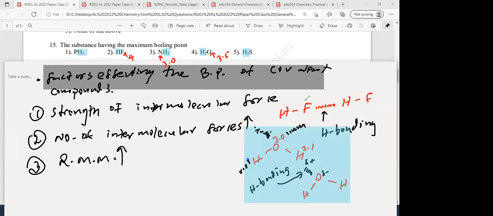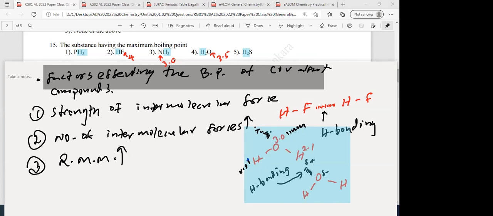But HF cannot form more than that. HF cannot form 4 hydrogen bonds. Since there are 2 OH groups, hydrogen bonds can be formed on each side. Each hydrogen can get attracted to adjoining water molecules. So therefore the highest boiling point is water. Why? The strength plus the number of hydrogen bonds formed around the water molecule, both will affect it.